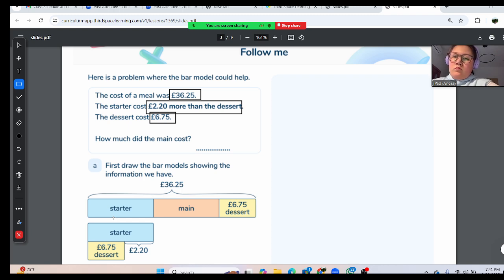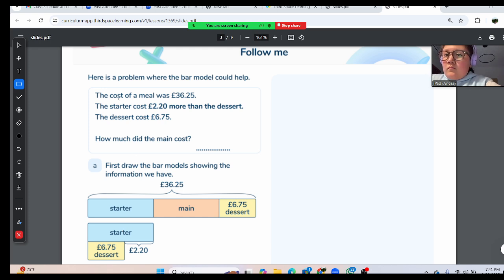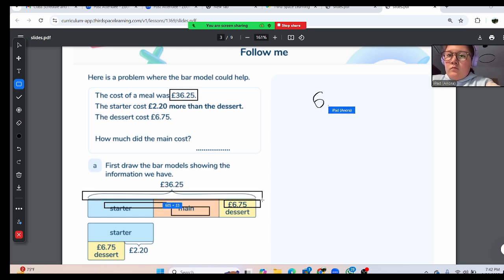So how many meals are there? There is a starter, a main meal and a dessert, right? So the total bar model would include how many things? Three. Good. Starter, main meal, and the dessert. So then you see that the total cost of the meal is this. So that's why the total of this is this.